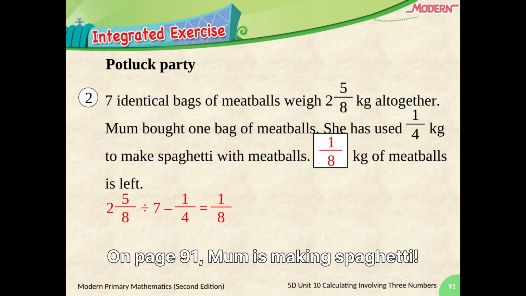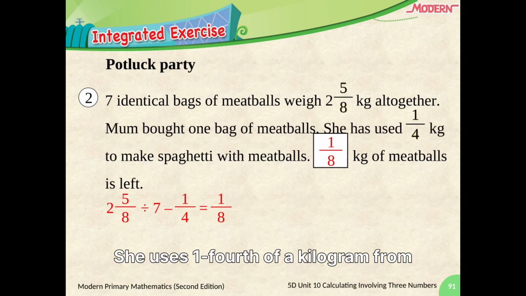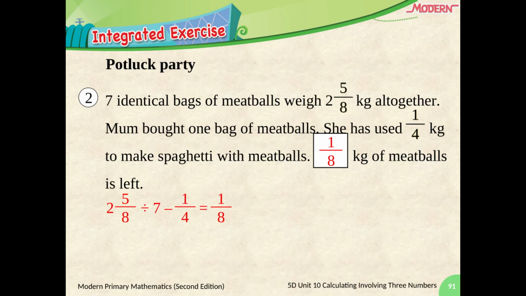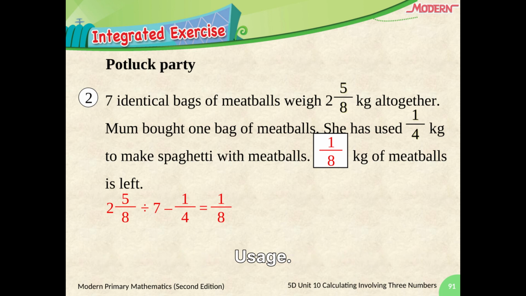On page 91, Mum is making spaghetti. 7 bags of meatballs weigh 2 5/8 kilograms. She uses 1/4 of a kilogram from 1 bag. How much is left in that bag? The thinking way is unit weight minus usage.